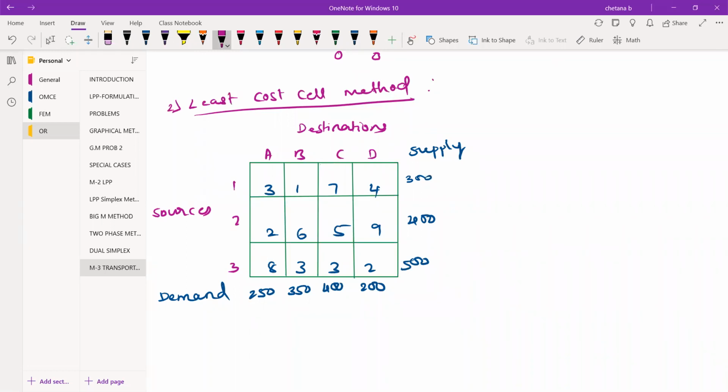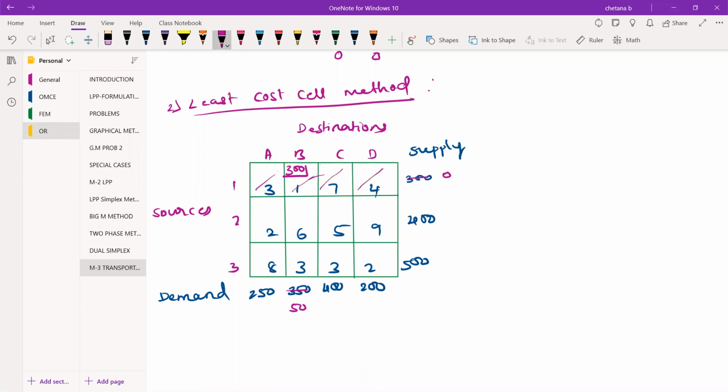Minimum cost value is 1. Okay, so you need to allocate here again whatever is minimum for that particular row and column. If you see the demand for that B destination, it is 350, and supply for source 1 is 300. Out of 350 and 300, which one to be allocated? 300. You need to allocate 300. Here this is 0, here it is 50, which is remaining. So cut this entire first row because we are getting 0.